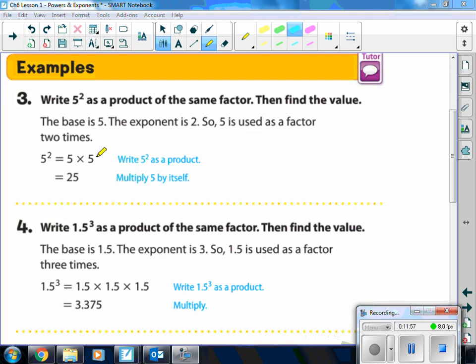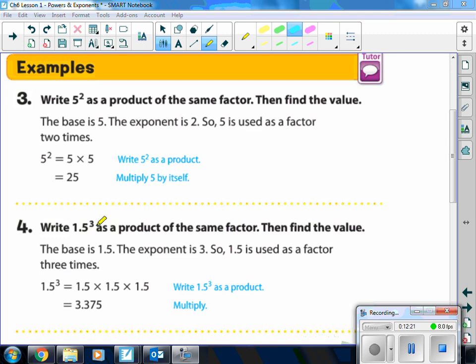So 5 times 5 is 25. This is where you're going to evaluate to find the final answer, okay? You can also use decimals, okay? So here we have 1.5 to the third power, or 1.5 cubed, and we want to write that as a product of the same factor, and then find the value.